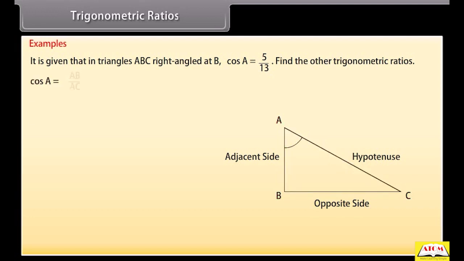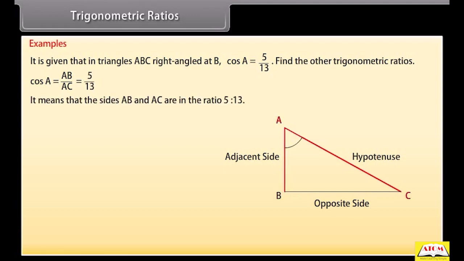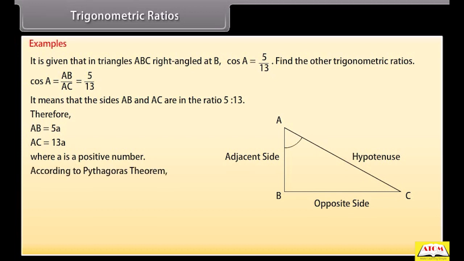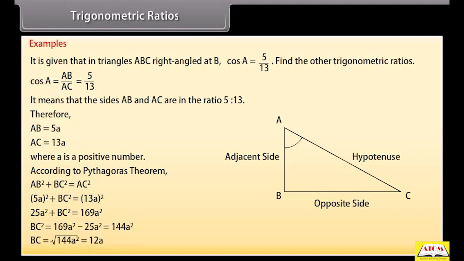Cos A is equal to AB upon AC, which is 5 upon 13. It means that the sides AB and AC are in the ratio 5 is to 13. Therefore, we can say that AB is equal to 5a and AC is equal to 13a, where a is a positive number. According to Pythagoras' theorem, AB square plus BC square is equal to AC square. By substituting the values, we get 5a whole square plus BC square is equal to 13a whole square. Now by calculating it, we get BC as square root 144a square, which is 12a.